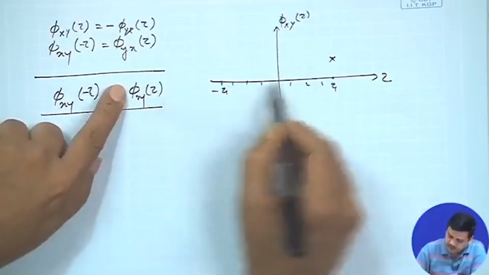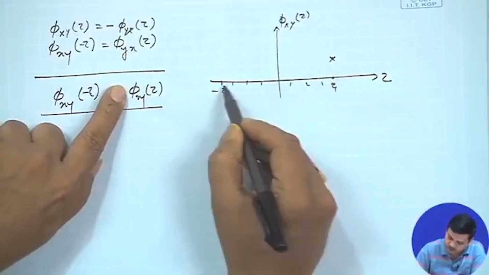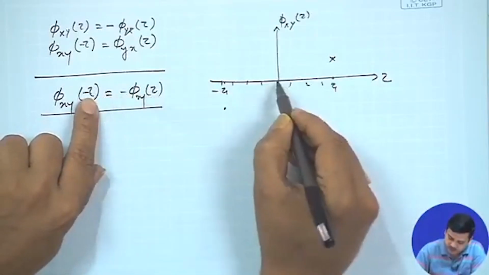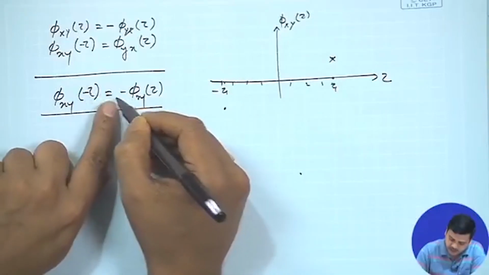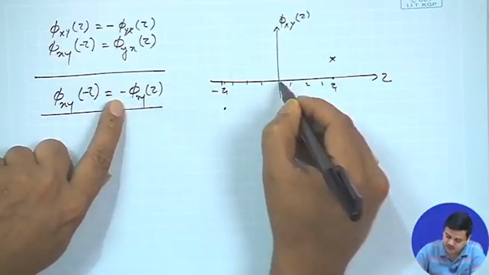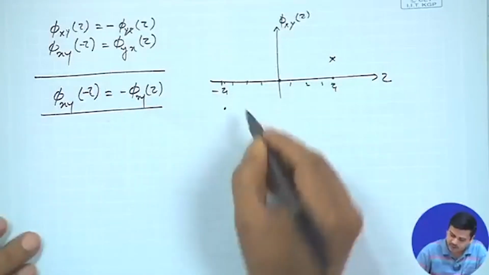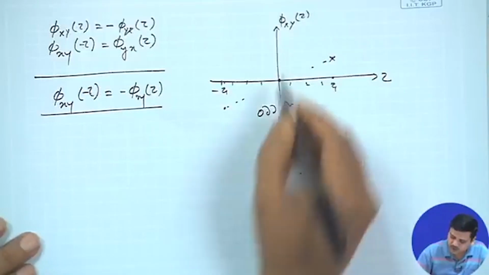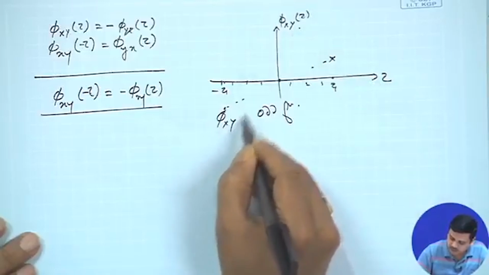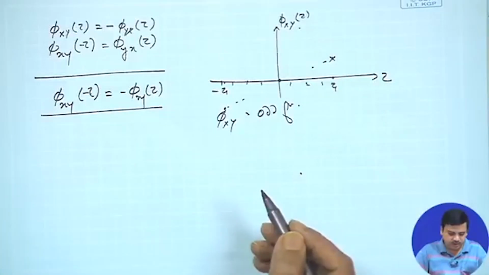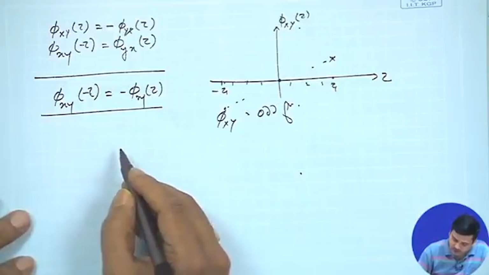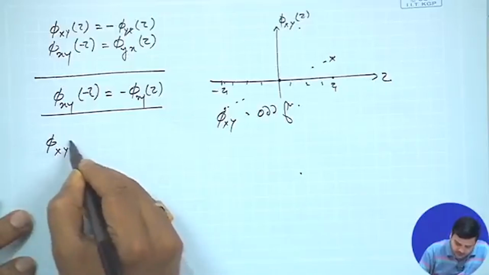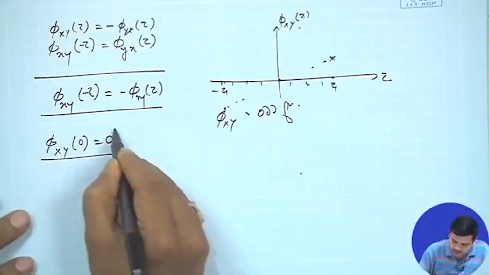So, basically you are going to get phi x y of tau with a negative sign. If you let tau equal 0, you get phi x y of 0 equal to 0. That means phi x y is an odd function, right? That is what we get, and for an odd function, phi x y of 0 is equal to 0.